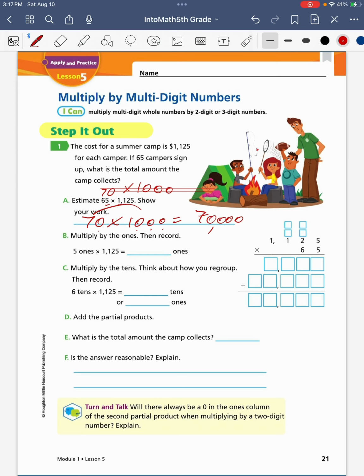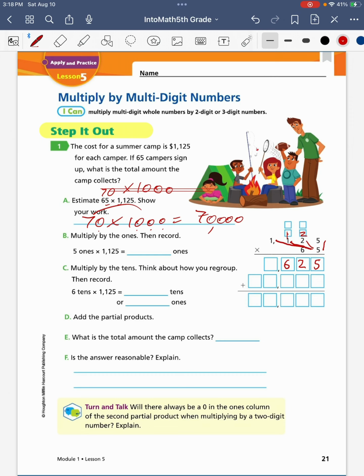Now that I have an estimate, I'm actually going to solve. I first start off by multiplying my ones. I multiply 5 times 5, which gives me 25. Place my 5 in the ones place and carry my 2 over to my tens. Then I multiply 5 times 2, which gives me 10, plus an additional 2, which makes it 12. Put my 2 in the tens place, carry my 1 over to the hundreds. Now I multiply 5 times 100, which is 500, plus an additional 1, 600.